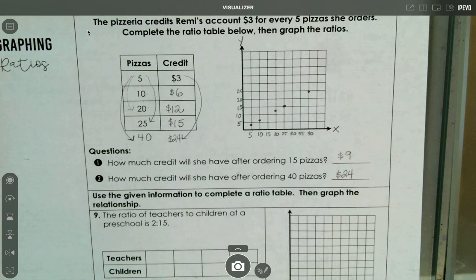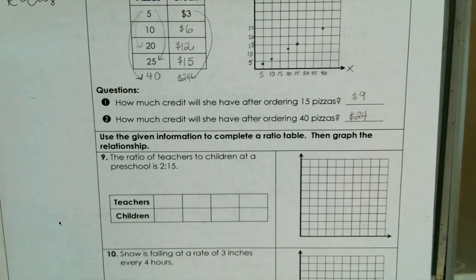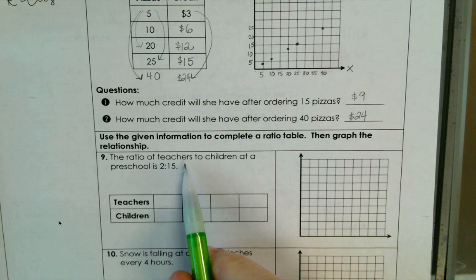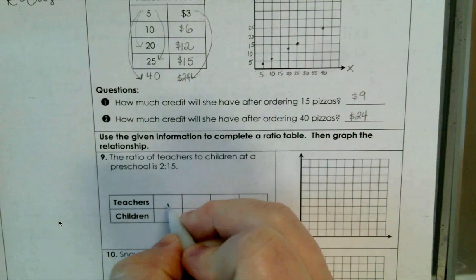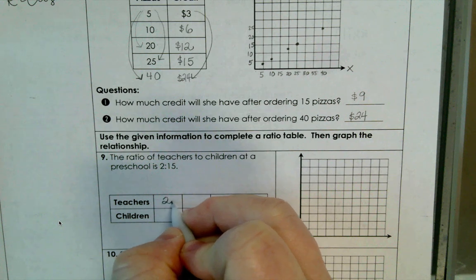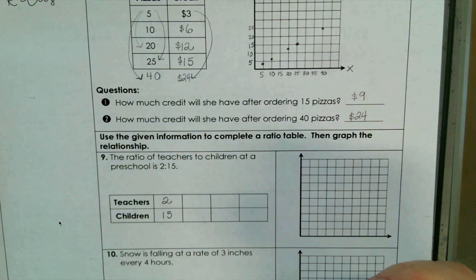So look at our next one, number 9. We have the ratio of teachers to children at preschool is 2 to 15. So 2 teachers for every 15 children.